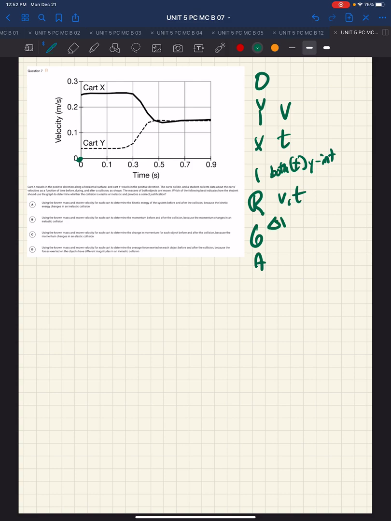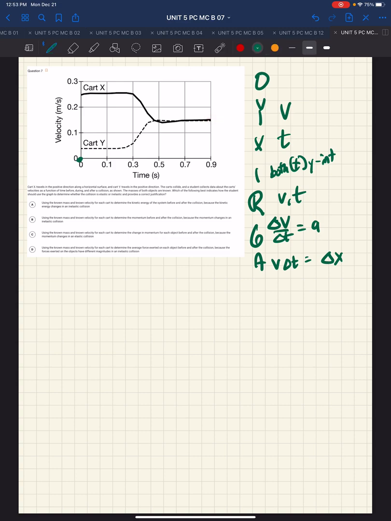We can read velocity over time. The gradient is delta v over delta t, which is the acceleration. And the area is v times delta t, which is the displacement, delta x. And so we look at cart x. We see a constant velocity. Then the velocity changes, so there's acceleration, and then it hits a new constant velocity. Cart y similarly has a constant velocity, accelerates to a new velocity, and remains at that velocity.